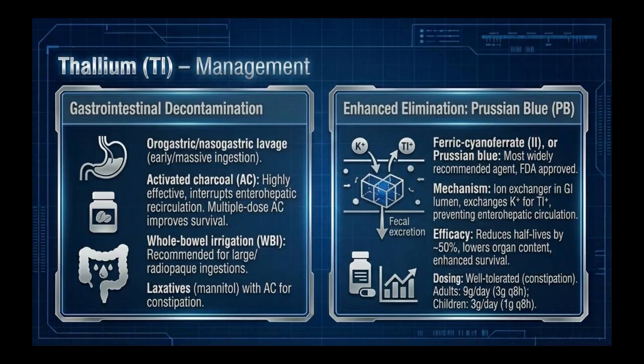Prussian blue is generally well tolerated, with constipation being the primary adverse effect. It is often administered dissolved in a 15% mannitol solution or alongside a high-fiber diet. The recommended dosage for adults and adolescents is 9 grams daily, divided into 3 doses of 3 grams each every 8 hours. In children, the advised dose is 3 grams per day, divided into doses of 1 gram every 8 hours. Some experts advocate for higher doses ranging from 150 to 250 milligrams per kilogram per day.